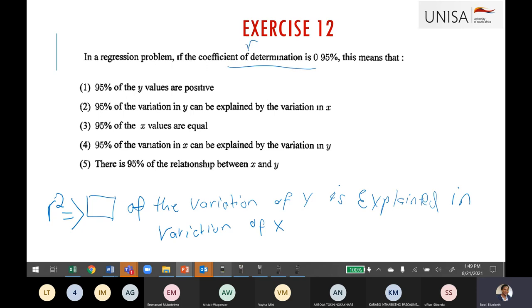So you have R squared. How do you interpret it in terms of that 0.95? Is it 1, 2, 3, 4, or 5? Option 2. I think they made a mistake there by putting the percentage. It will be option 2 because option 2 says 95% of the variation in Y, or maybe I should be using the right English, in Y is explained by the variation in X, which is number 2.